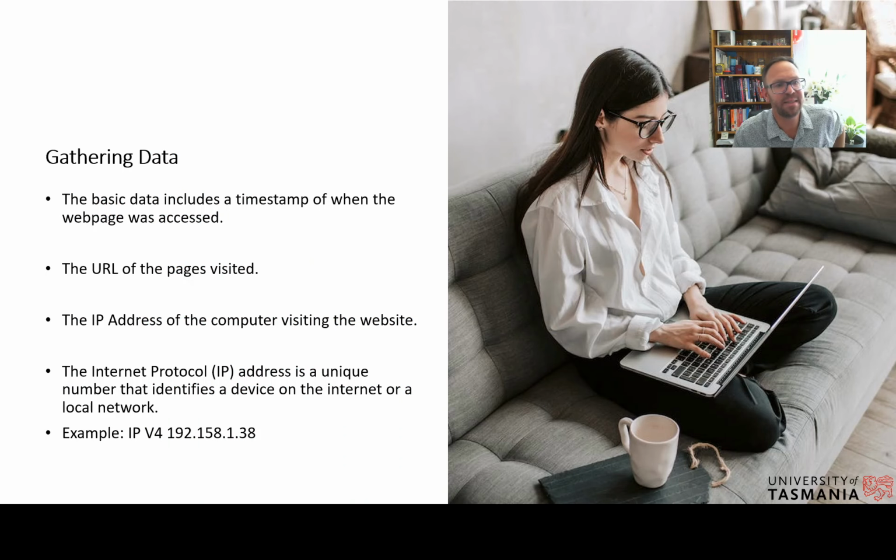That's right, so the basic data includes the timestamp of when the web page was accessed, because you put the Google Analytics code in the header of every web page. Not the whole website, you do one for the website, but you do every web page, so you can track what's happening on every web page of your website. The URL of the pages that were visited by the people, and the IP address of the computer visiting the web page, the internet protocol address, which is a unique number that identifies the device on the internet or a local network.